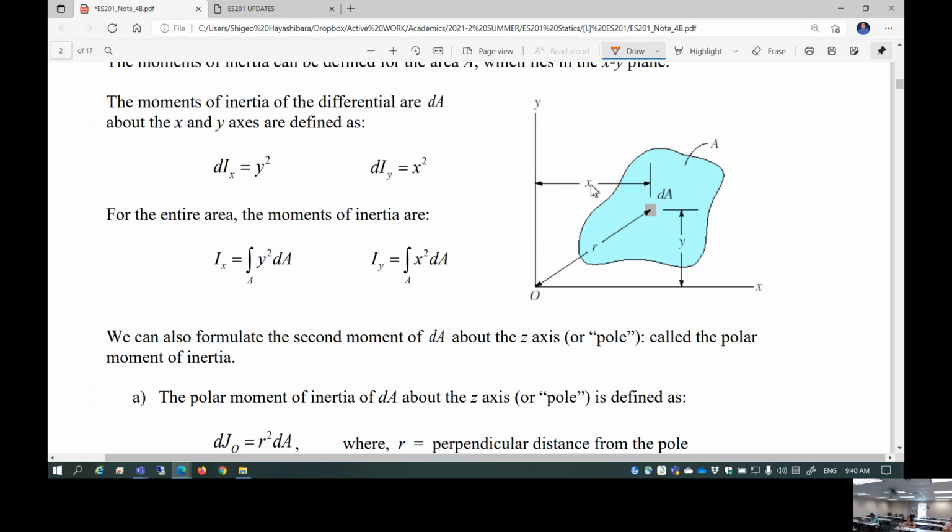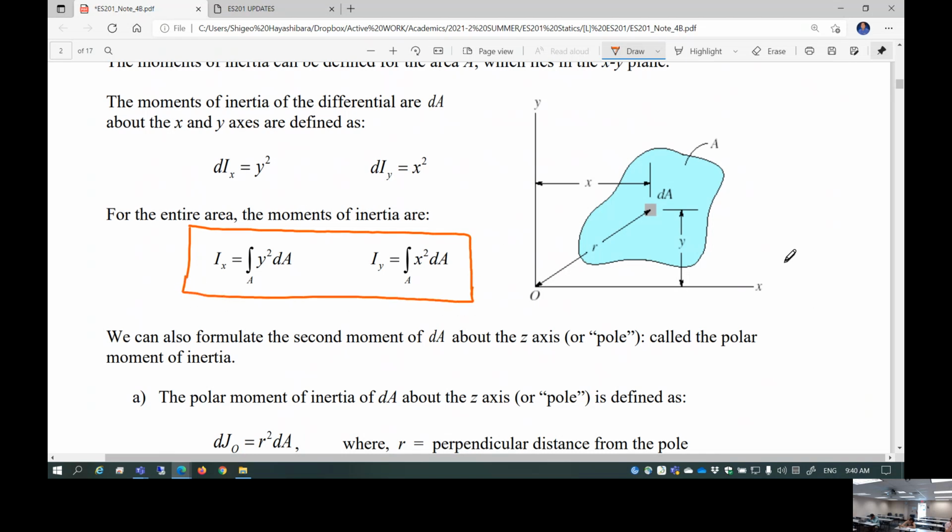So how much distance away? That square is going to be the moment of inertia. So what is the moment of inertia of this entire cross-section area? Obviously, you integrate to get it. So this is, by the way, the definition of the area moment of inertia. Very simple.